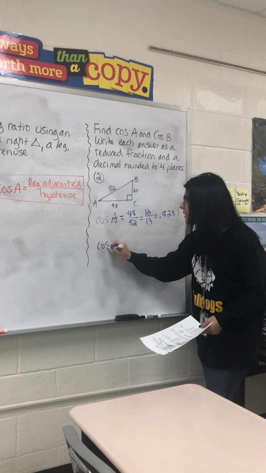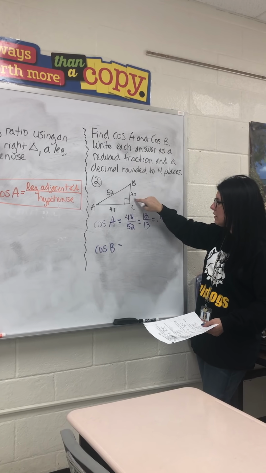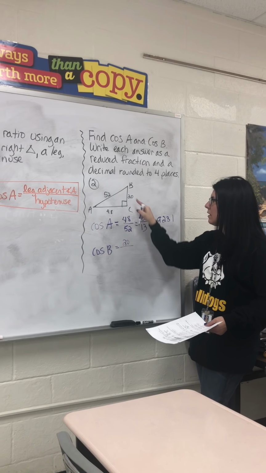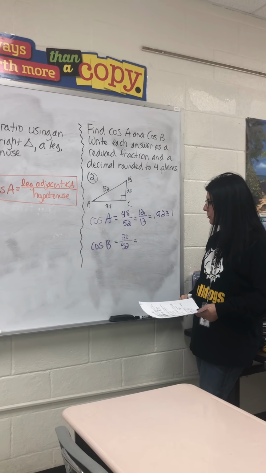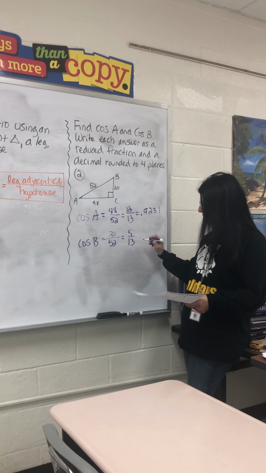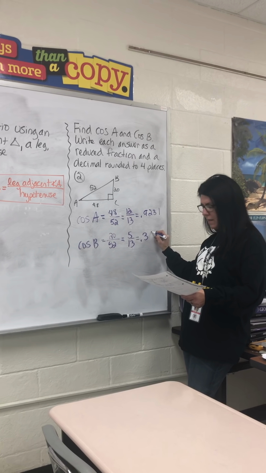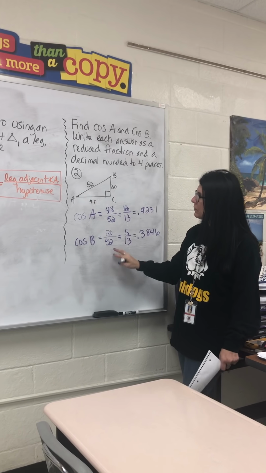We'll also do cosine of B. Here's angle B. The adjacent leg is 20. The hypotenuse is 52. Again, we need to reduce. So if we divide everything by 4, 20 divided by 4 gives me 5. 52 divided by 4 gives me 13. This is my reduced fraction. Top divided by bottom in either scenario will give you the same answer, which is 0.3846.